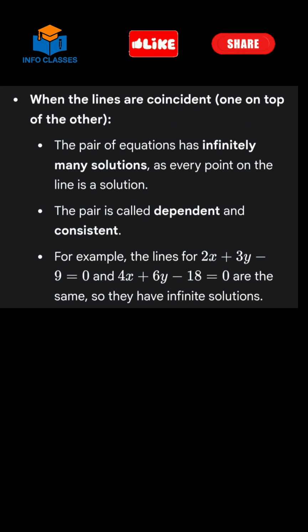When the lines are coincident, one on top of the other, the pair of equations has infinitely many solutions, as every point on the line is a solution. The pair is called dependent and consistent. For example, the lines for 2x plus 3y minus 9 is equal to 0 and 4x plus 6y minus 18 is equal to 0 are the same. So they have infinite solutions.